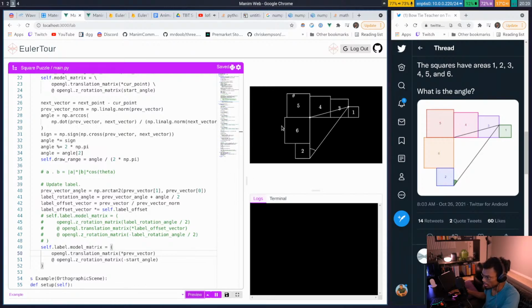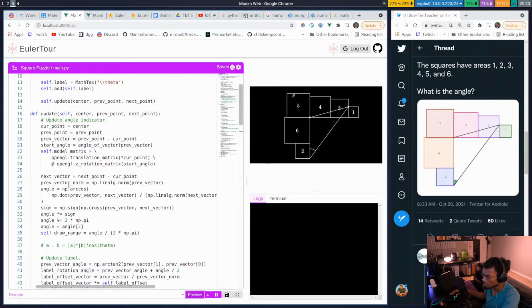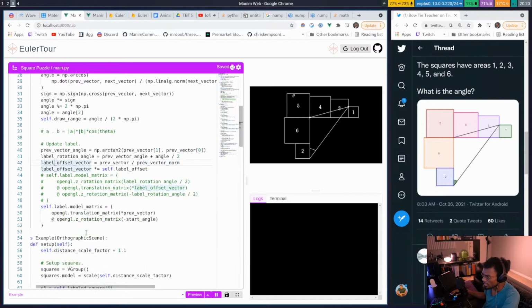That's not even the right direction. Isn't the pre-vector pointing that way? Pre-point minus curve point. Now that is the label offset vector. How is that pointing in that direction? It doesn't make any sense.